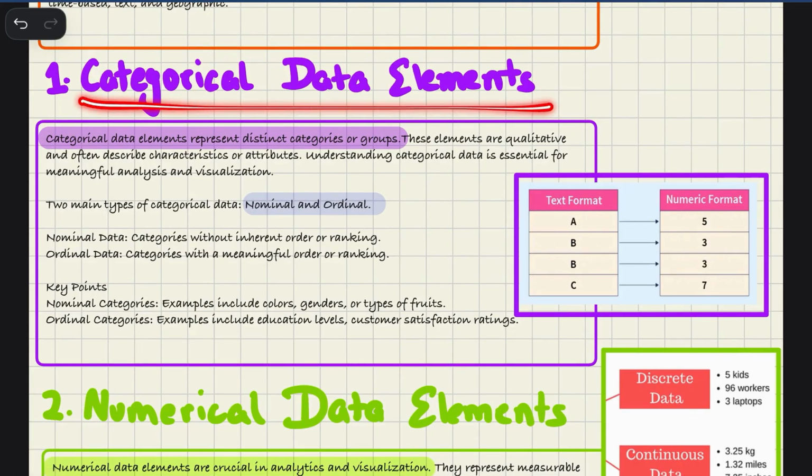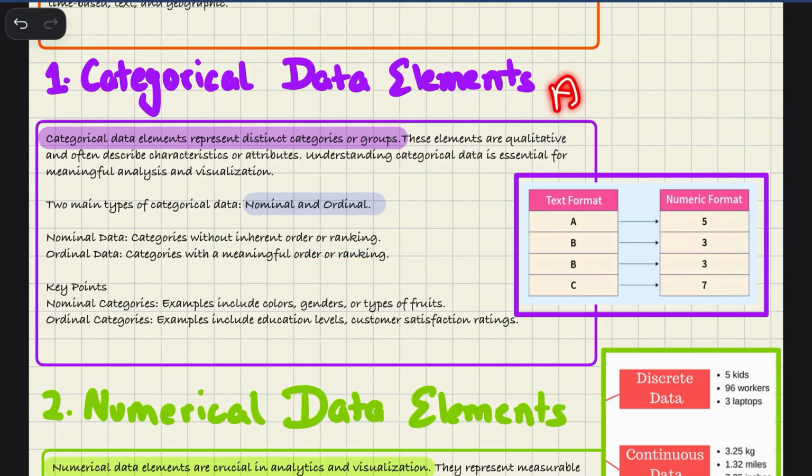First we have categorical data elements. They represent distinct categories or groups, right? These represent labels, characters, groups, and the categories have no inherent ranking or order. They are nominal and ordinal. So these are two types of category. Nominal is category without inherent order or ranking, so there is no particular ranking. And ordinal is the type of data in which the categories have a meaningful ranking.